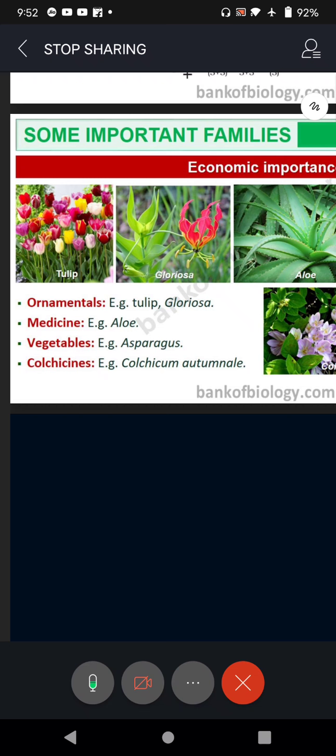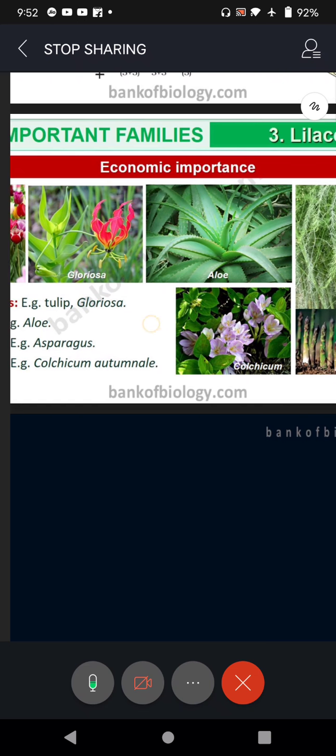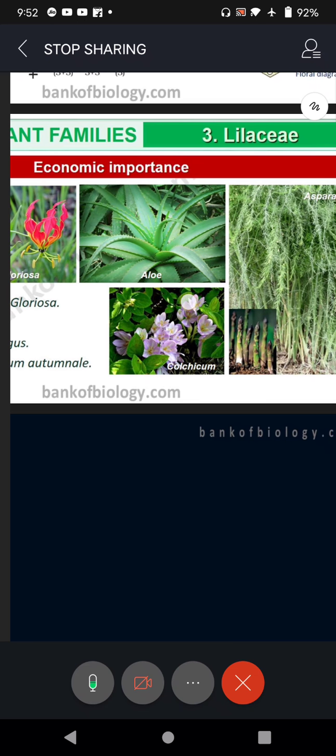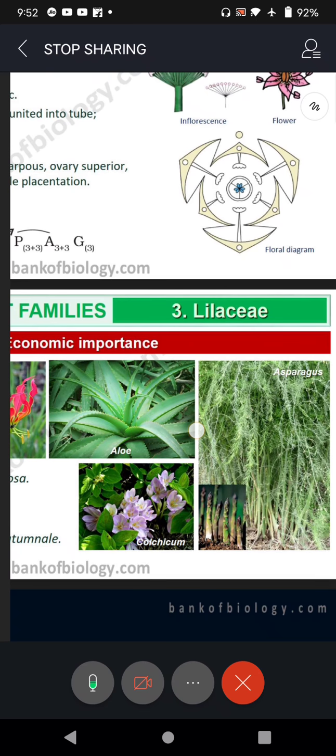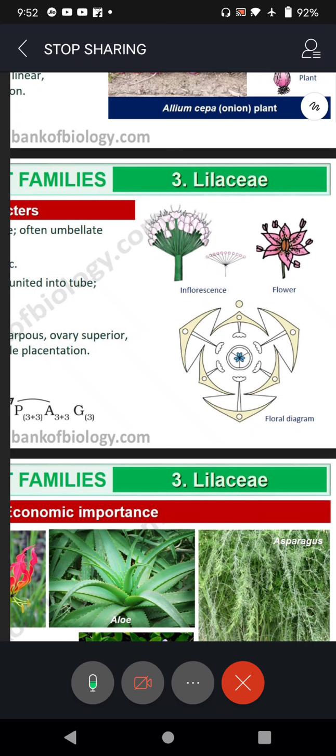Then vegetables, just now I said asparagus, that's used as a vegetable one. And then the colchicine, this is also used again as a medicinal one. So the diagram already I have shown you. Look at that. Asparagus, colchicum, in many Ayurveda medicines, all these are used. So this is the importance of family Liliaceae, and that is the reason why you need to study this.